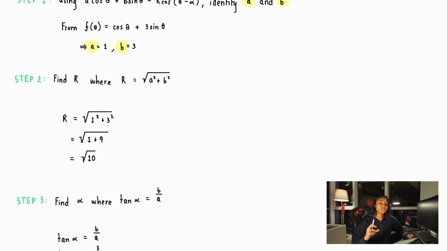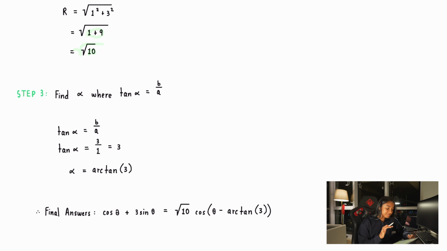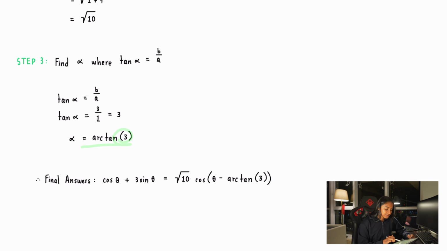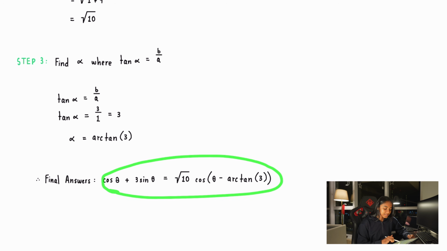So we're going to use the values of a and b to be able to find r. r is equal to the square root of a squared plus b squared. So in our case, 1 squared plus 3 squared, which would be 10. So the square root of 10. And we need to find alpha, where tan alpha is equal to b over a. So we have 3 over 1. So alpha would be equal to arctan 3. Therefore, our final answer would be this.